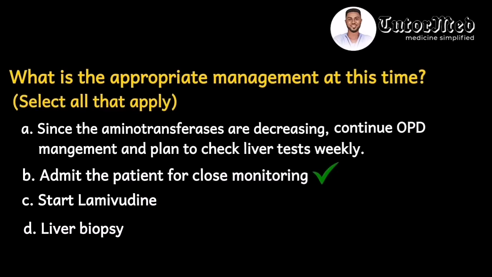Although the aminotransferases are decreasing and the patient doesn't have encephalopathy, there is evidence of liver insufficiency, which indicates an impending fulminant liver failure, and OPD management has to be discontinued. Lamivudine therapy is not indicated in the acute setting. A liver biopsy is not indicated in any acute hepatitis, particularly when the etiology is clear.